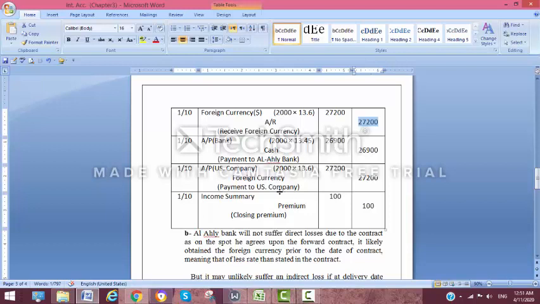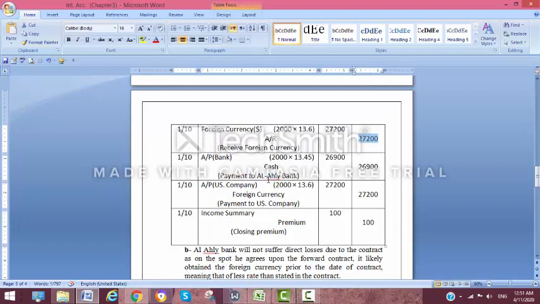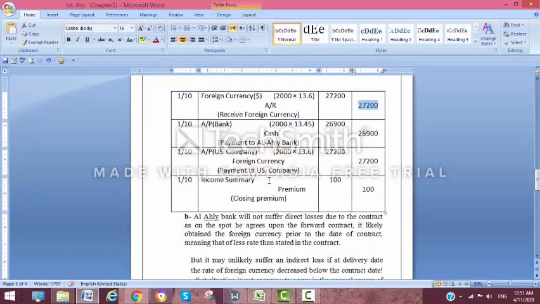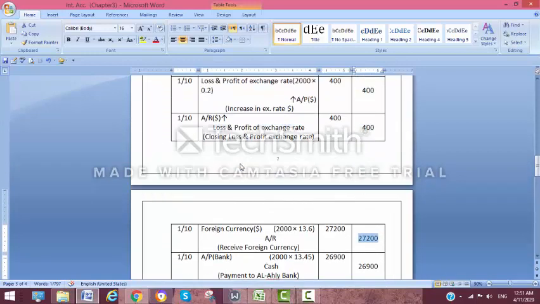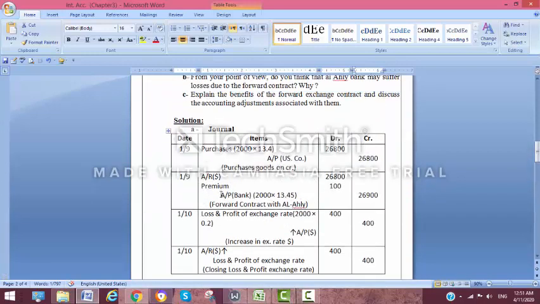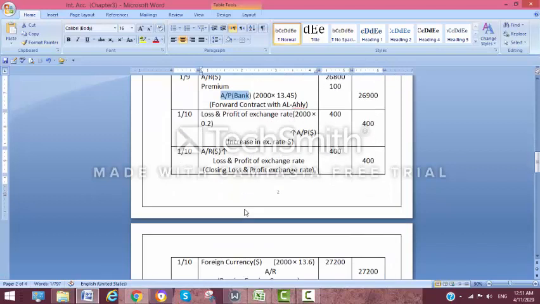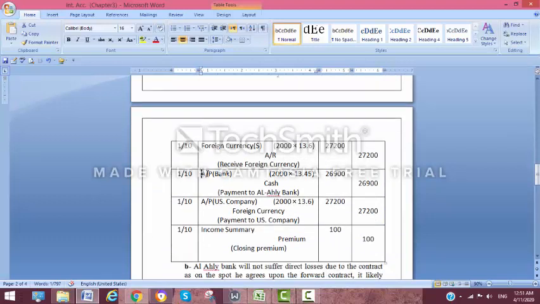After this transaction, you receive the American dollars from the bank, and you pay the Egyptian pounds in the bank. So for now, how to record it in the journal entry: accounts payable, which you paid by Egyptian pounds in the bank. The contracted accounts payable is by credit, so when you close it you need to make the closing by debit accounts payable, and this is the bank, the payment to Al Ahli Bank.